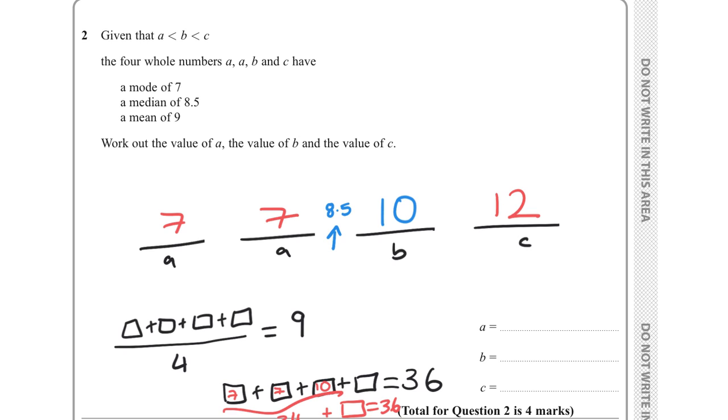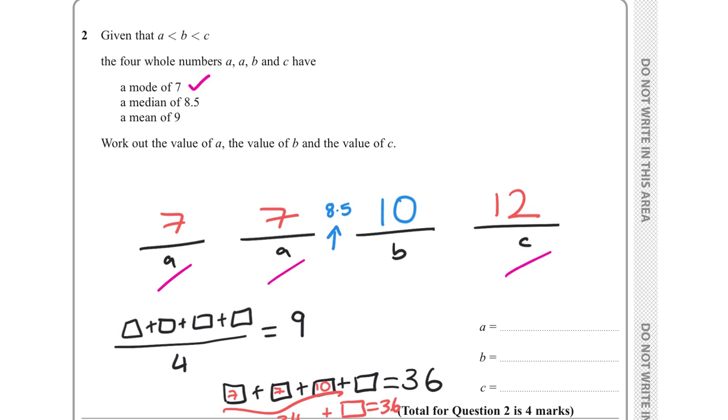Now what I'm going to do is, before I write the answer, I'm actually going to double check everything. So first of all, a mode of 7. Do our 4 numbers have a mode of 7? Yes, I have more than 2 sevens. Okay, check. A median of 8.5. Yes. Well, let's double check.